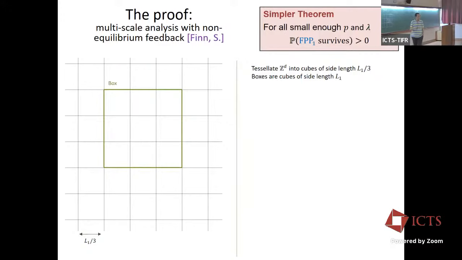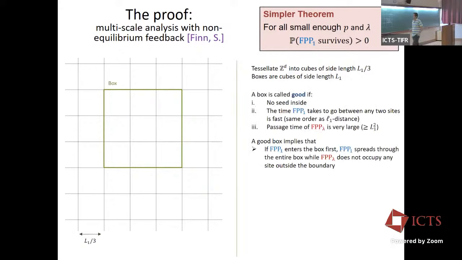Okay. I want boxes to overlap a lot. And then I'm going to define boxes to be good or bad. According to what? Well, when a box is good, I want it to favor the event that FP1 survives, so that if I find several good boxes, FP1 is surviving. That's what I want. So a box will be good if three events happen at the same time. So first, I have no seed inside the box. So the box is free of seed.